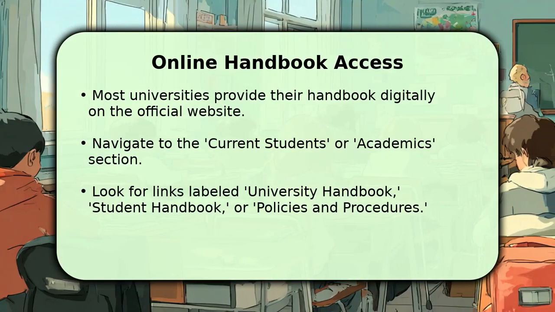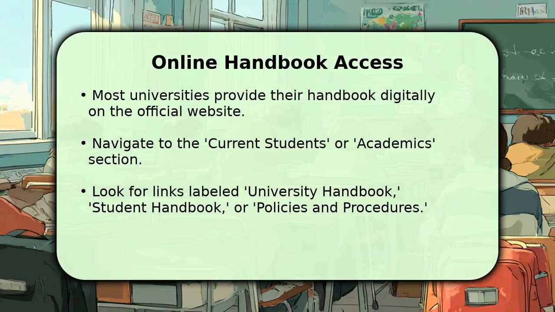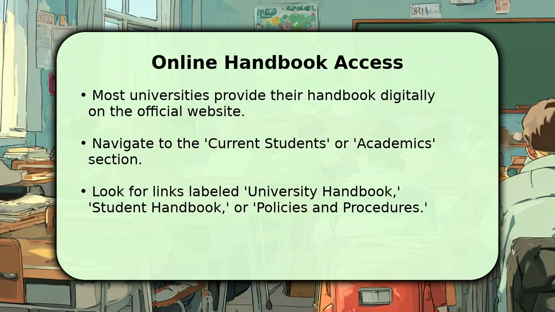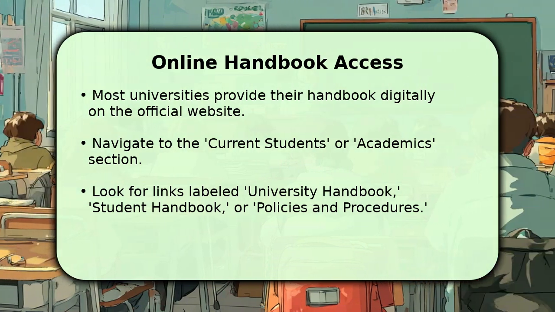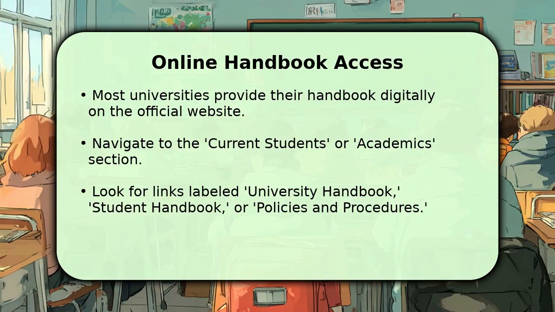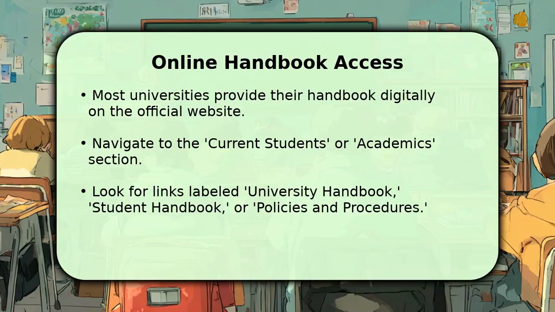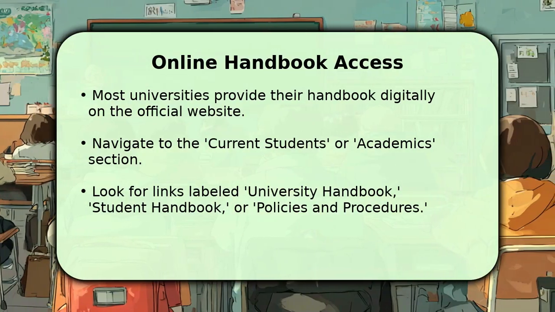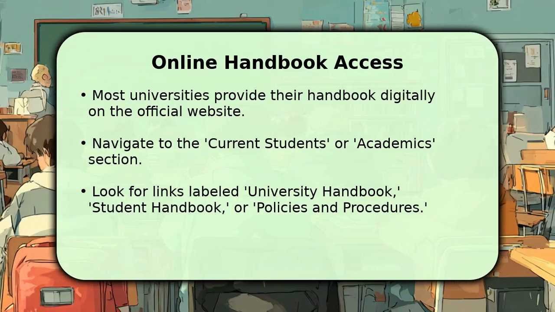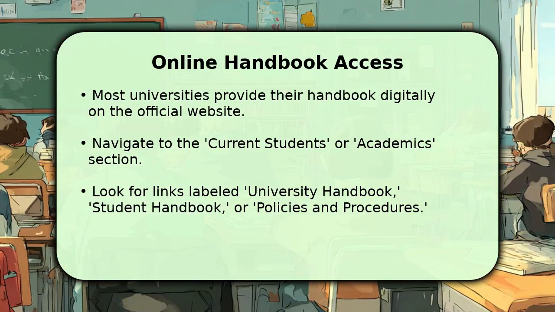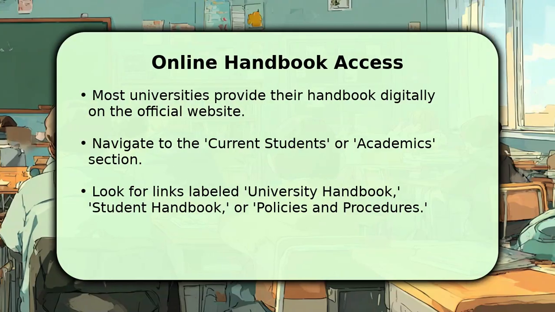The primary method for accessing your university handbook is typically through the official university website. You should begin by visiting your institution's main homepage. From there, look for a prominent section, often labeled Current Students or Academics, which usually hosts important student resources. Within these sections, search for a clear link that says University Handbook, Student Handbook, or Policies and Procedures.